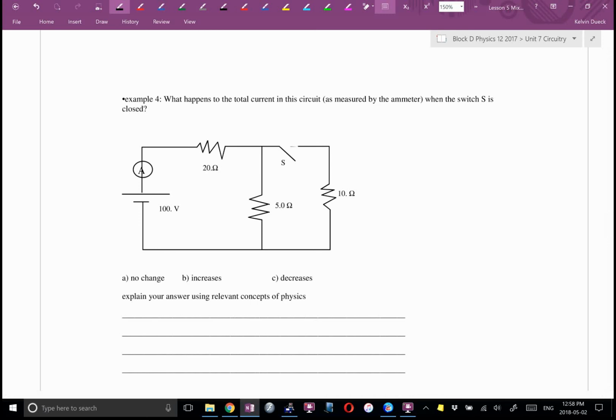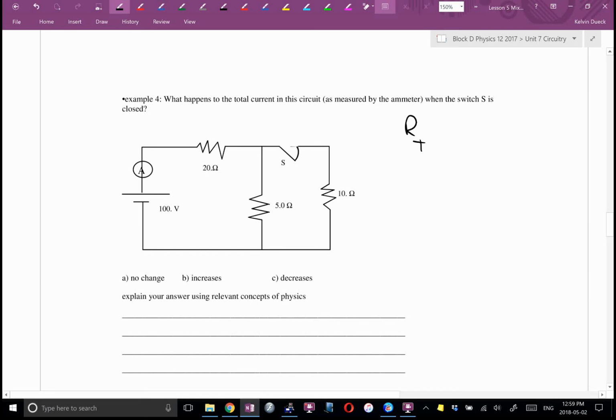When you close this, you're adding a resistor in series. When you add a resistor in series, what happens to I total? What happens to R total? When you add a resistor, hang on, I said that backwards. You're adding a resistor in parallel. You botched that. When you add a resistor in parallel, what happens to the total overall resistance? Does it get bigger or smaller?